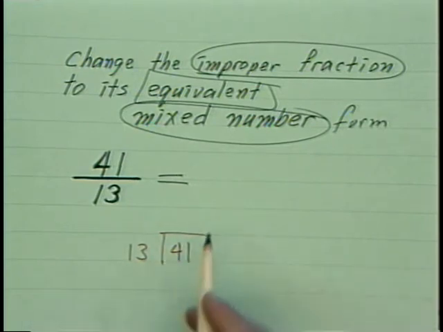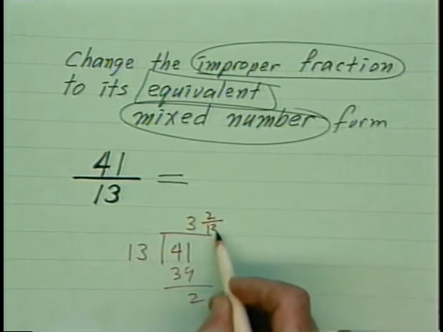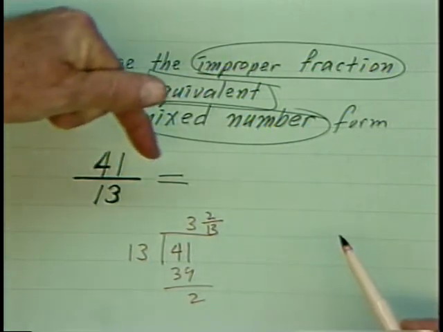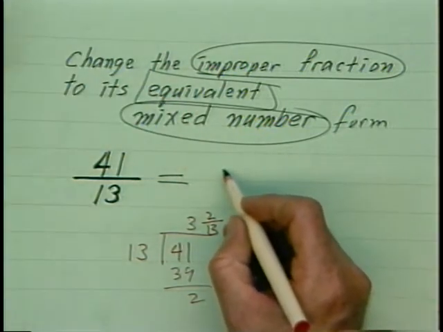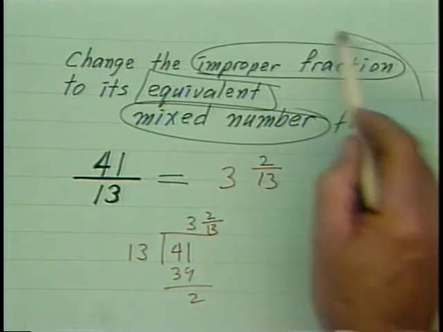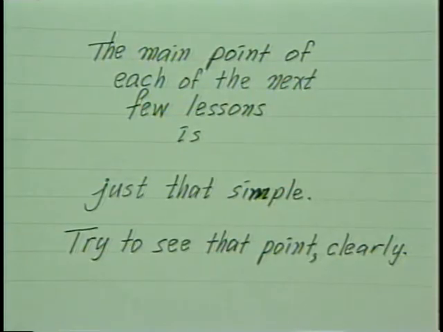So we can see that 13 goes into here about 3 times. The remainder is 2 over the divisor. So this improper fraction form has an equivalent form in the mixed number 3 and 2/13. So here in a nutshell is the entire lesson. The main point of each of the next few lessons is just that simple. Try to see that point clearly.